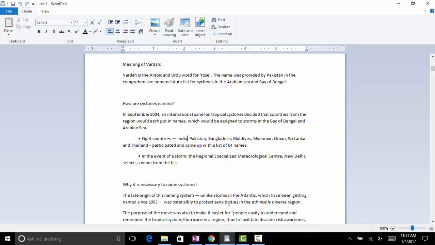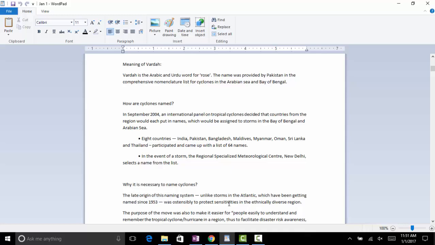What is kept in mind generally is that the name should not be culturally sensitive, it should be neutral, in fact, right? And these names are not reused if a cyclone creates any destruction. As it is done in the Atlantic Ocean, for the hurricanes there, the names are generally reused as well, but here it is not.